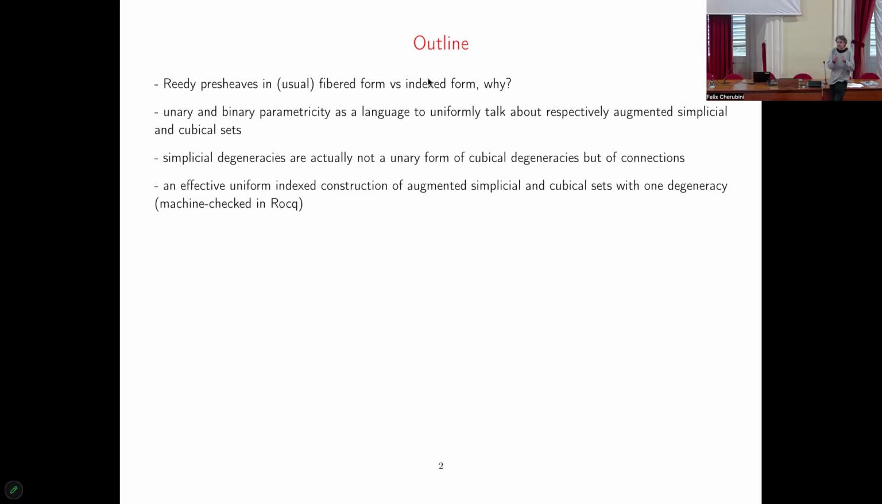So how much can we say about both simplicial sets and cubical sets by looking at them in the same framework? This is what we are doing here. We are following parametricity. We just have to generically consider unary or binary parametricity, and we are telling things which hold both for augmented semi-simplicial sets and cubical sets.